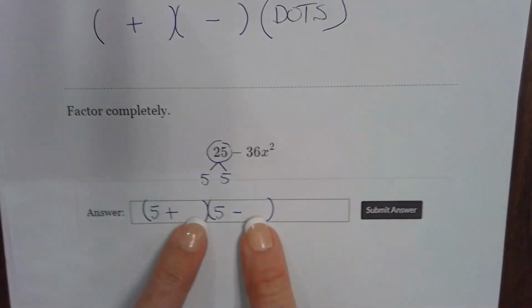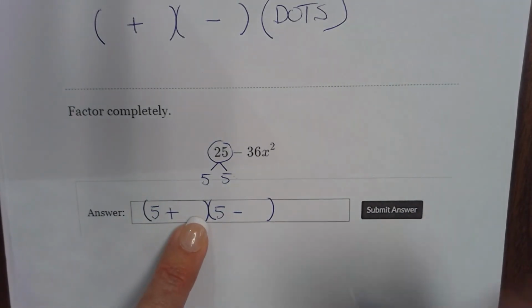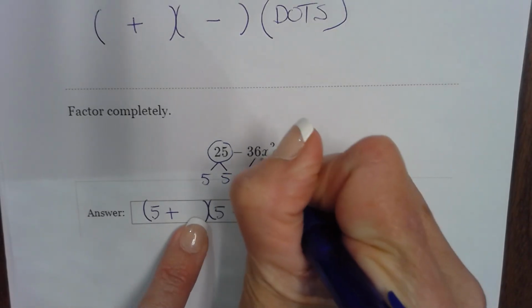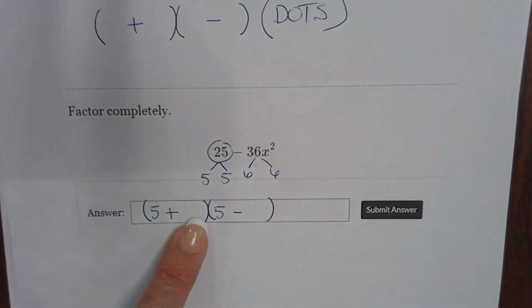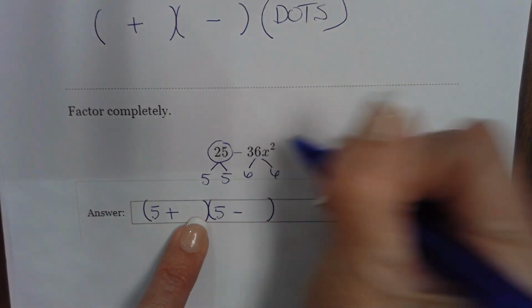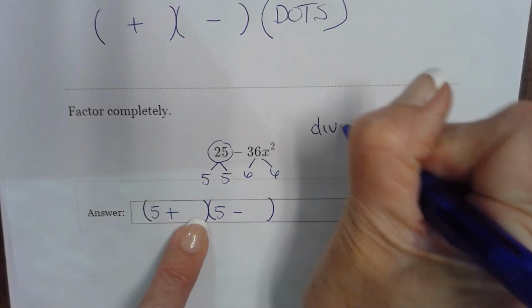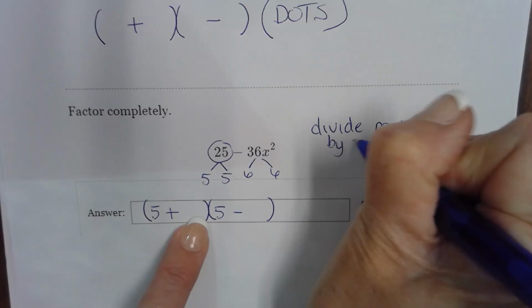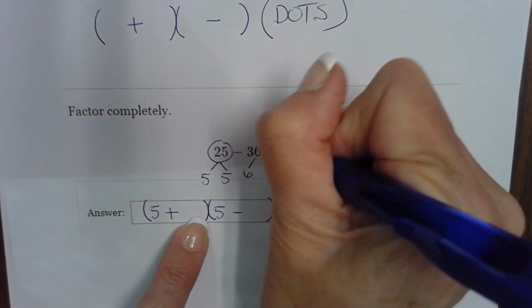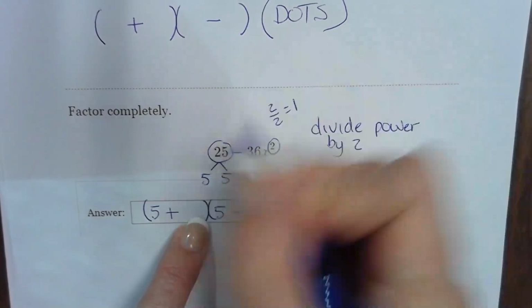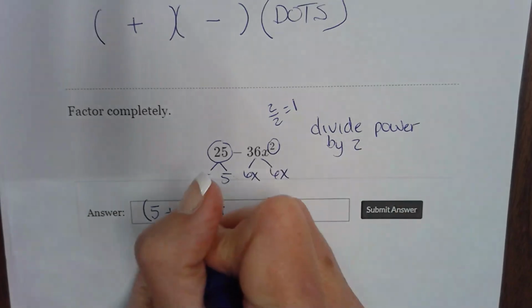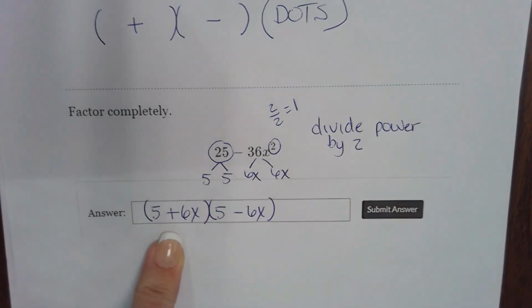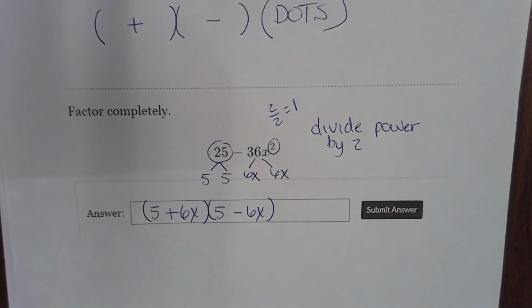The last term breaks down into the last slots. So 36 breaks down into 6 times 6. It's got to be the factors that match. And then the way you do the powers, y'all, is you divide the power by 2. Okay? So this is a power of 2. 2 divided by 2 is 1. So I'm going to have 6x in my last slots. And that's how you factor a difference of 2 squares. Question on that?